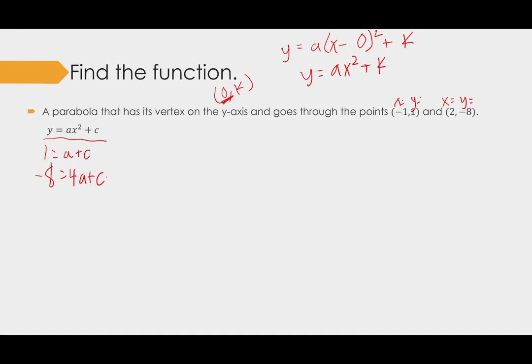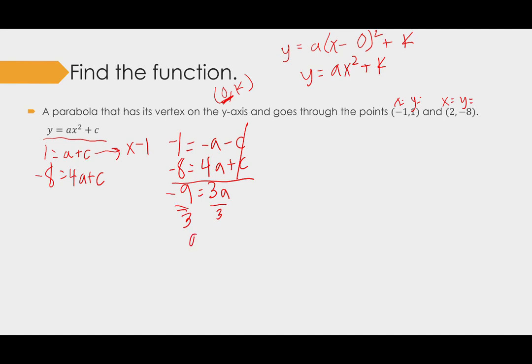Alright, let's do elimination this time. So I'm going to multiply this one by -1. So that's -1 equals -a and minus c, -8. This second equation stays the same. Add those together, I get -9 equals +3a, c's are gone, and divide by 3. A equals -3. So I know so far my equation, right up here, y equals -3x squared.